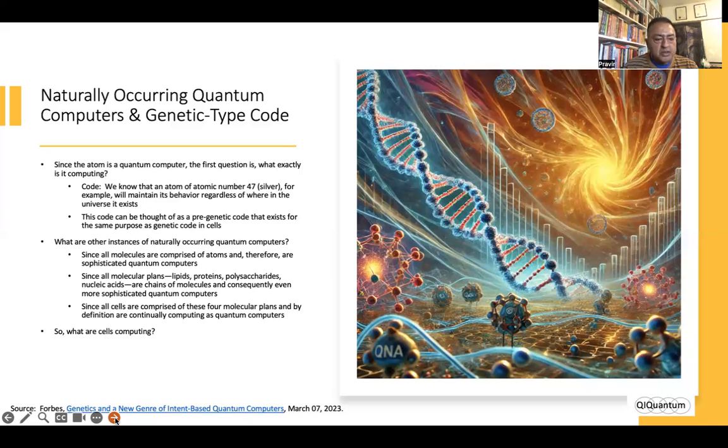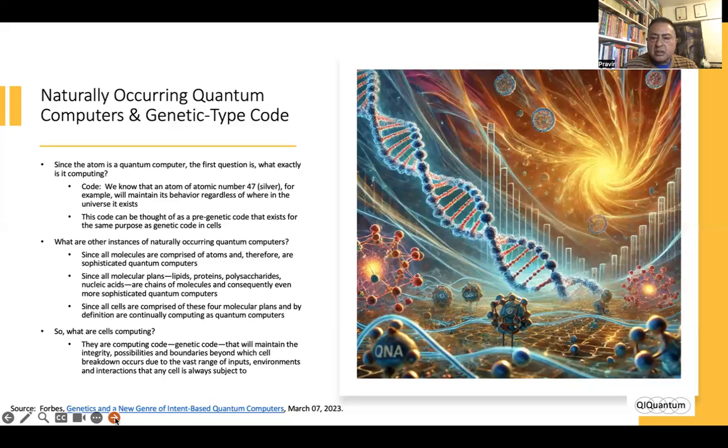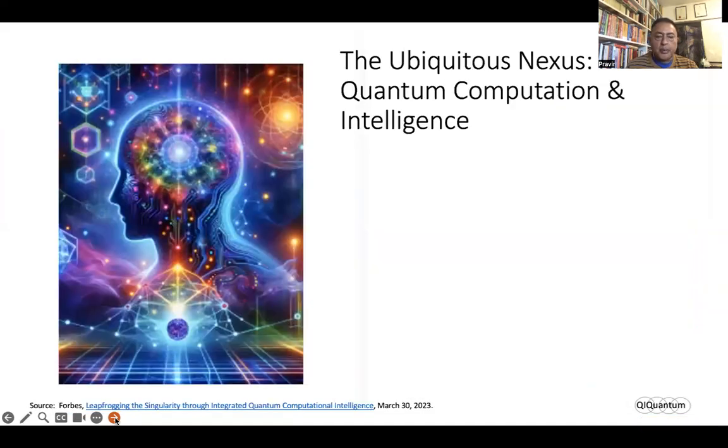So just to step back and ask, what are cells computing? How are they computing? And we know that there's native genetic code, and by computing as per that genetic code, a cell is able to maintain its integrity, possibilities, and boundaries. And if there's a threat to that, then there's new code that's generated. And so from this point of view, the cell can also be thought of as a sophisticated quantum computer.